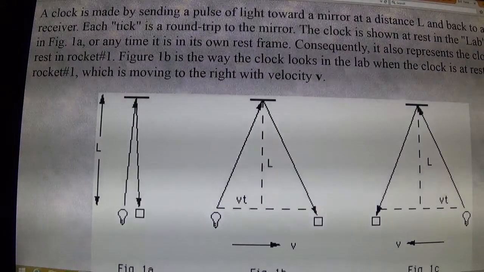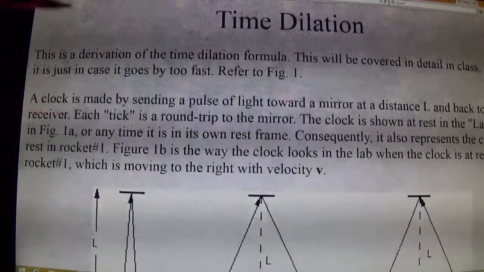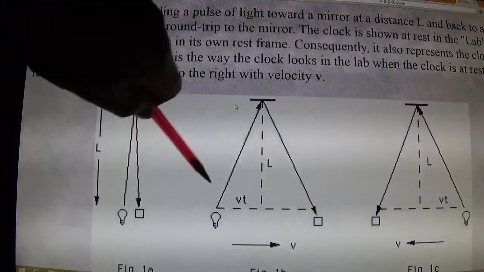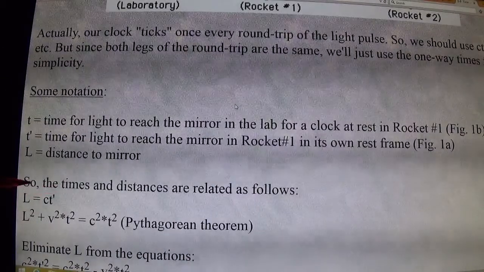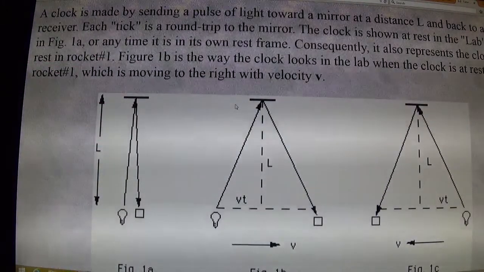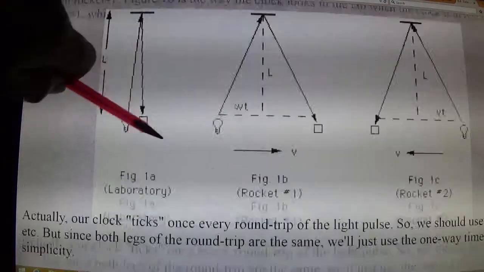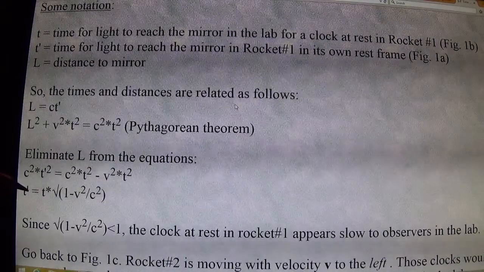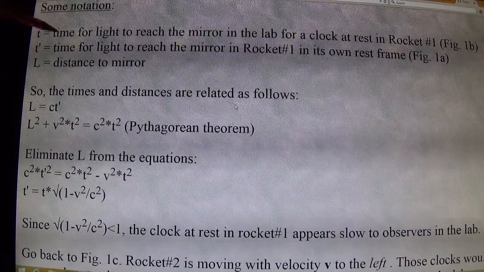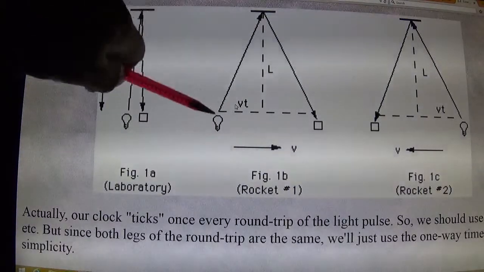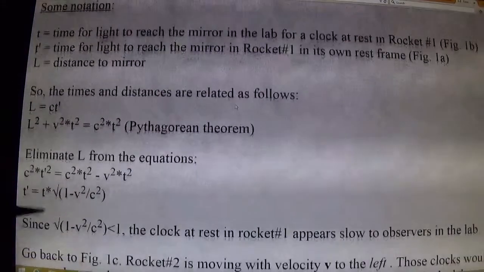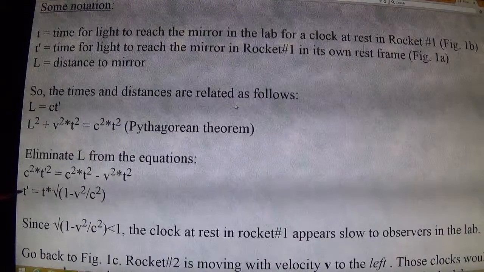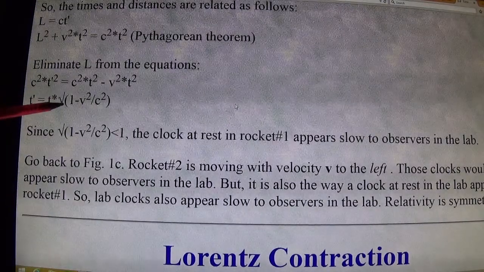So if we put the maths into it, the speed of light is c, and L equals c t prime, so that's that distance. And then this distance here is supposed to be CT, for a time T. And then it's Pythagoras theorem, where that is CT, that is VT, and that is L. From that, by Pythagoras theorem, you do your maths manipulation and you get T prime is equal to T times that expression.